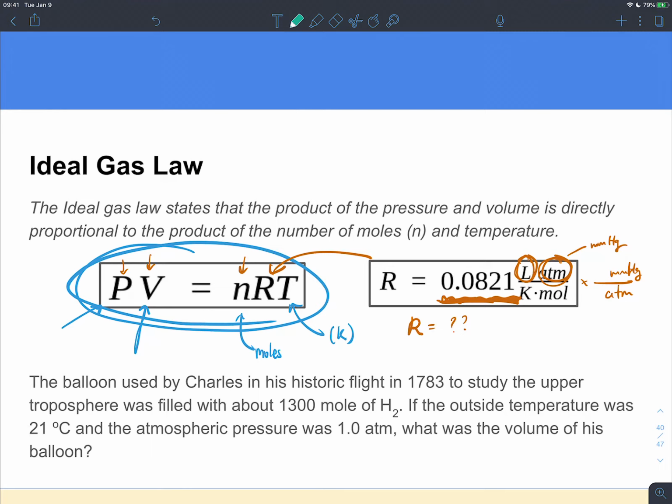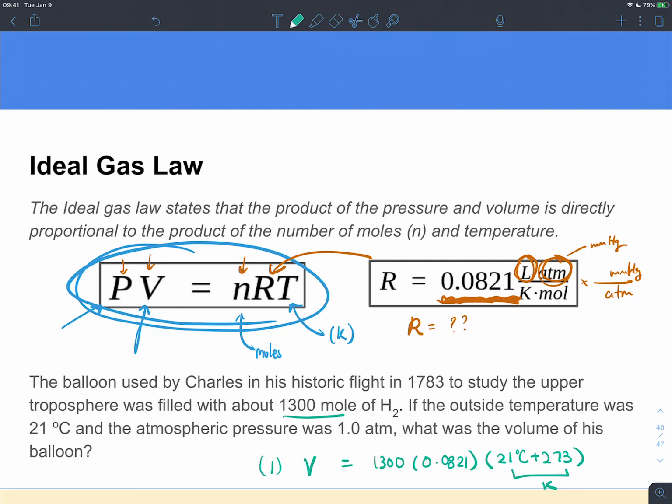I don't have my calculator on me right now, but I can go ahead and set it up at least. So n here is 1300 moles, so 1300 moles times R, I'm just going to use 0.0821, times temperature. Temperature is 21 degrees C, but I have to convert that to Kelvin. So in Kelvin, plus 273, equals, pressure is 1 atmosphere because we're at room temp, or it's probably at sea level, and then V, we have to solve for V.